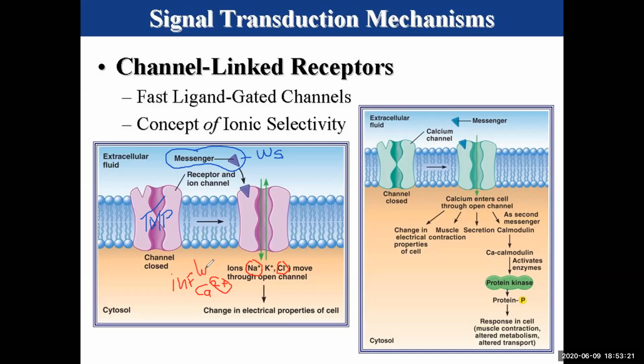So they all move through this arrow that points inward, right? So this is out of the cell. This is inside the cell. So extra means outside the cell, and cytosol means inside the cell. So when the channel opens up, calcium gets in, sodium gets in, chloride gets in, all driven by their respective concentration gradient.